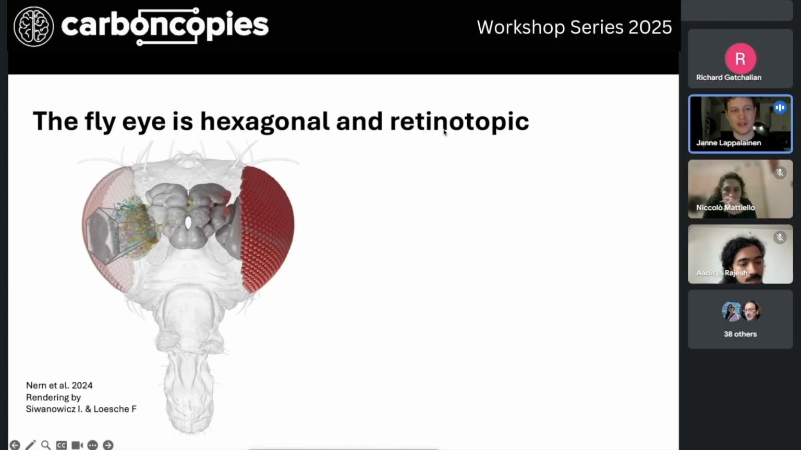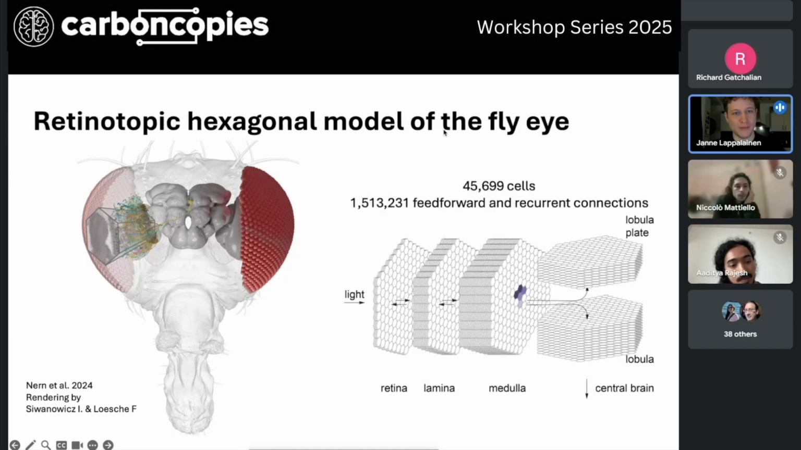That means that every downstream neuron has a corresponding receptor neuron. And this is what we call our hexagonal lattice model. So each individual hexagonal lattice here represents a cell type, and then each individual hexagon inside the lattice represents a cell.